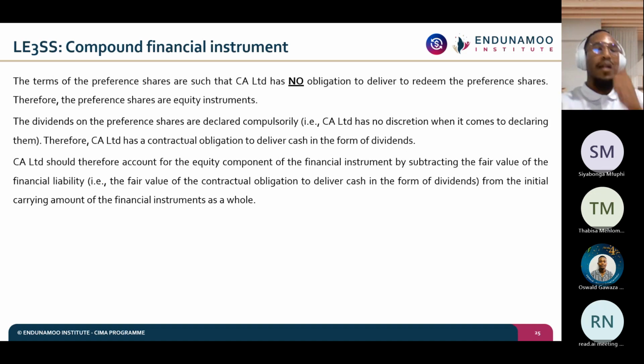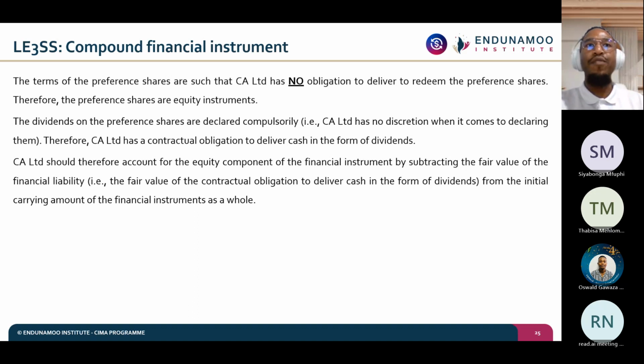In us discussing the appropriate classification, we established that the terms of the preference shares are structured such that the entity, CA Limited, has no obligation to deliver cash to redeem the preference shares. Therefore, the preference shares are equity instruments. The dividends, on the other hand, are declared compulsorily. That is, the entity has no discretion when it comes to declaring them. Therefore, the entity has a contractual obligation to deliver cash in the form of dividends.